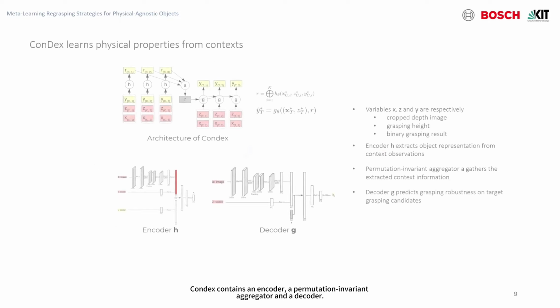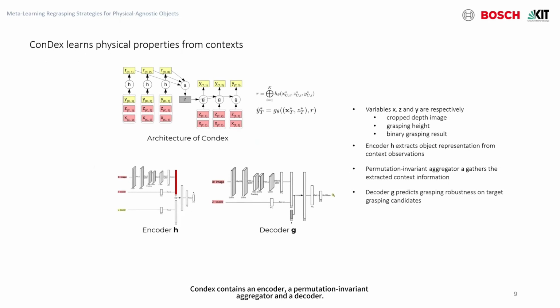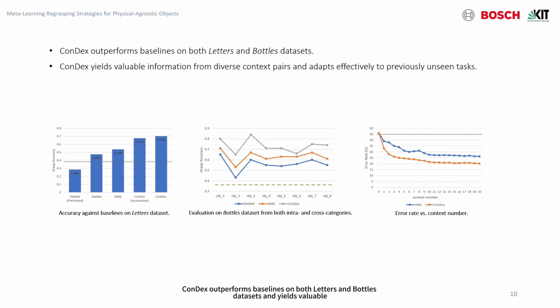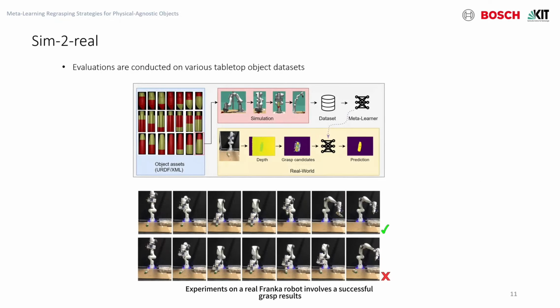Condex contains an encoder, a permutation invariant aggregator, and a decoder. The physical properties are encoded as a task representation R. Condex outperforms baselines on both letters and bottles datasets, yields valuable information from diverse context pairs, and adapts effectively to previously unseen tasks. Experiments on a real Franka robot involve a successful grasp resulting in the bottle being successfully placed inside the designated box.